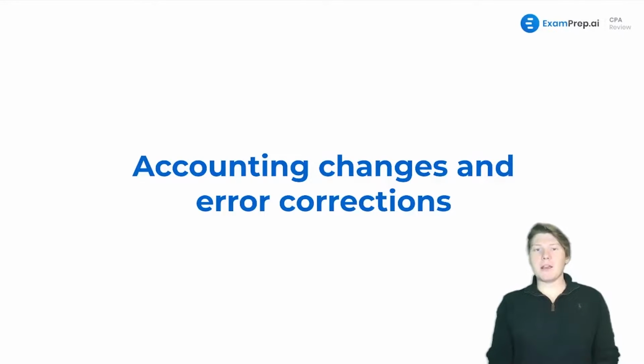Uh-oh, so you made a mistake. What do? Panic and run out of the room and say the room's on fire? I probably would, right? Make an error on the financial statements. Just head for the hills, run away. Now, so what are we going to do when we have an accounting change or an error correction?